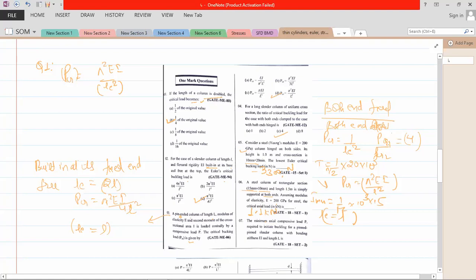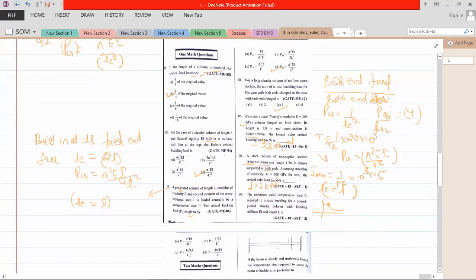The next question is the minimum axial compressive load P required to initiate buckling. So you can see that now the hinge point, the graph is showing like this. So it is asking about this. What is the minimum axial compressive load P required to initiate buckling for a pinned end? So it is asking for pinned and pinned both ends. So P critical is equal to pi square EI upon LE square. So same formula because LE is equal to L. So your answer would be answer B.